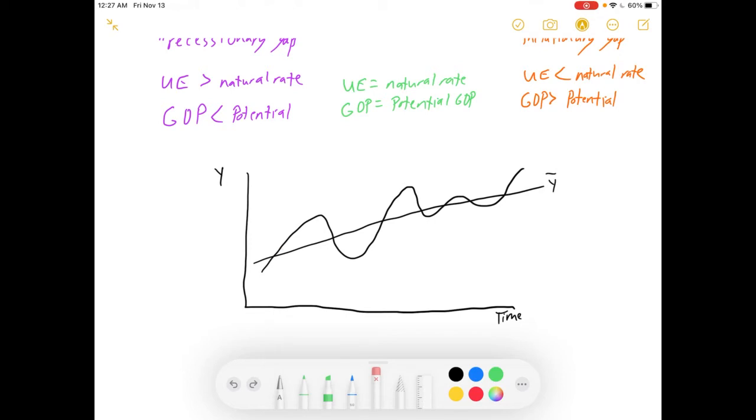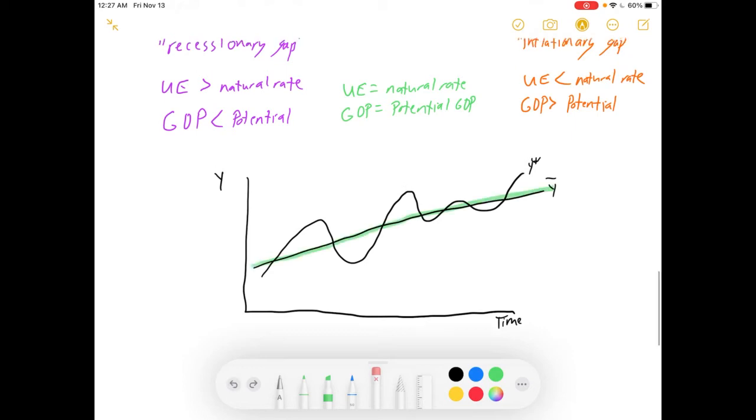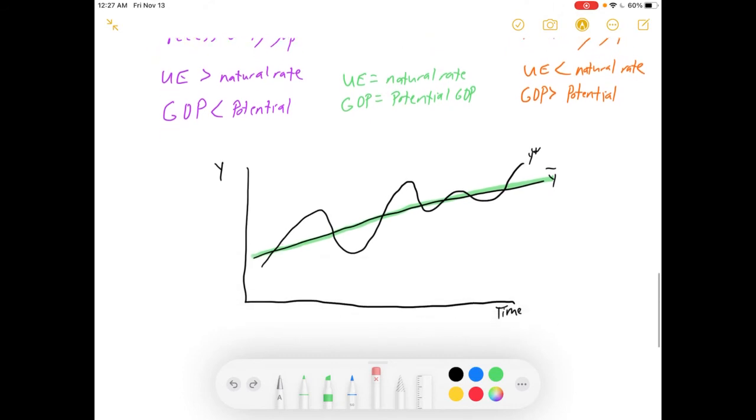And how do the different pieces equate? Well, Y star is whatever is on that squiggly GDP line. The green line is potential GDP. Orange was when Y star was higher than potential GDP, which is all of these spaces.